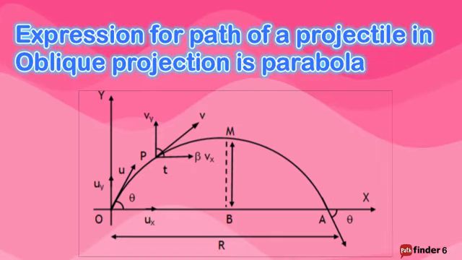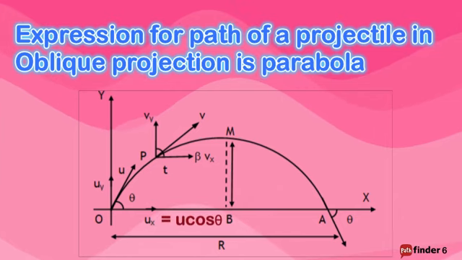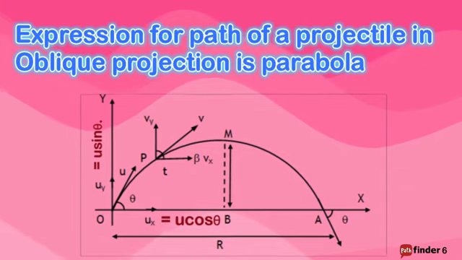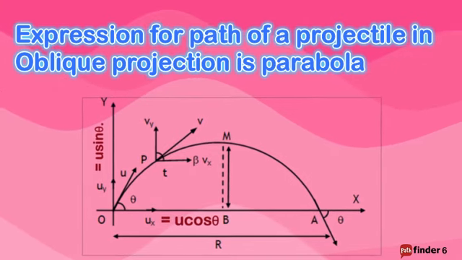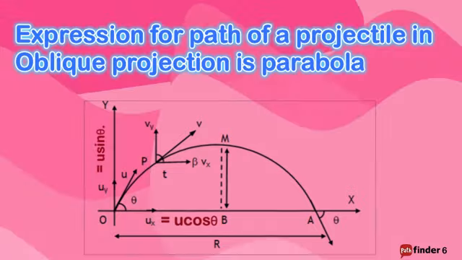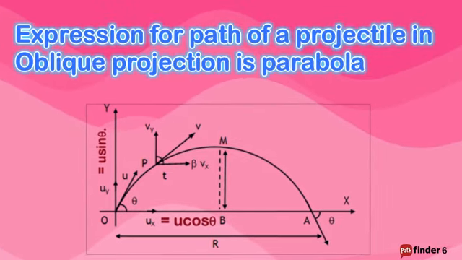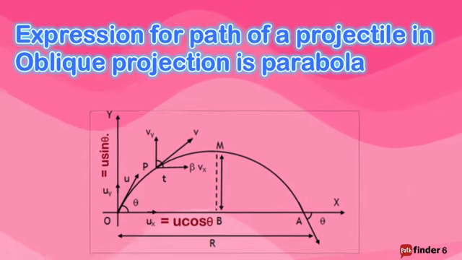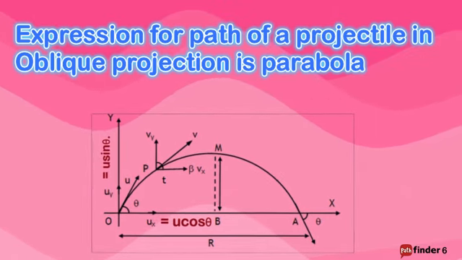In this video, we will learn how to prove mathematically that the path of a projectile is a parabola. We already know that when a stone or object is thrown at an angle, it follows a curved parabolic path. But how can we prove this path is a parabola using mathematics? Let's find out. Take a look at this diagram.